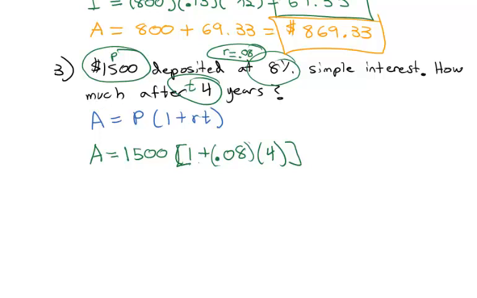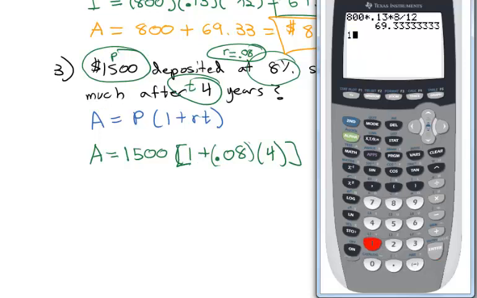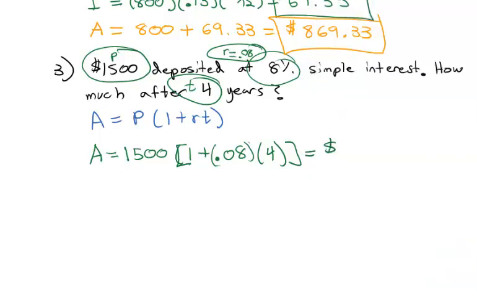So that's what we need to calculate then. 1,500, pulling up my calculator, 1,500 times, open up a parentheses, 1 plus 0.08 times 4, close the parentheses, hit enter. It looks like it says 1980. So the amount in the account is $1,980 after those 4 years.